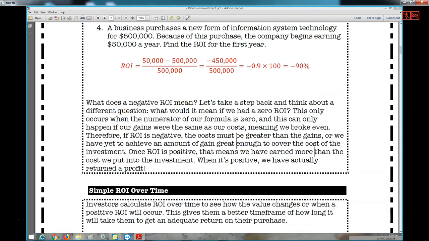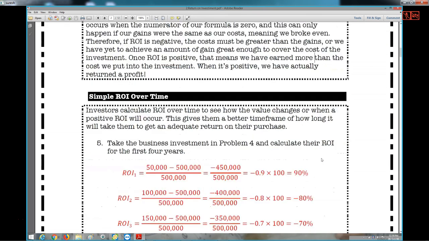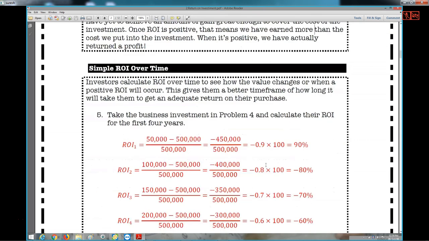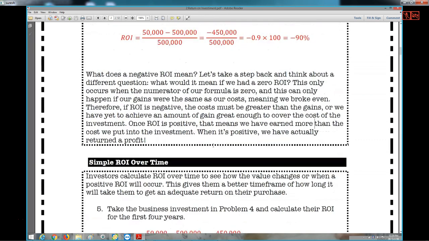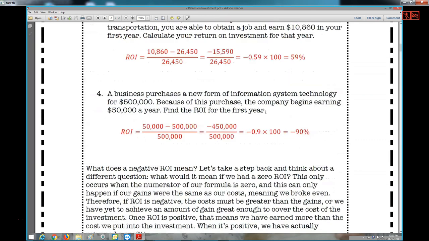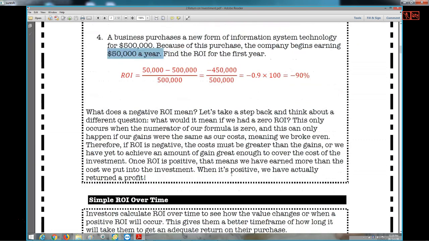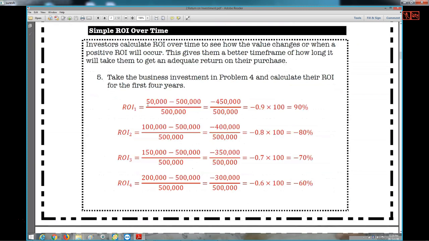Now, coming to this investment that is related to time. Then take some business in problem 4. Here he has invested $50,000. For the first year, he got $50,000. Then what is the return on investment? For the end of the first year, he got only $50,000. So what is the return on investment for first year?